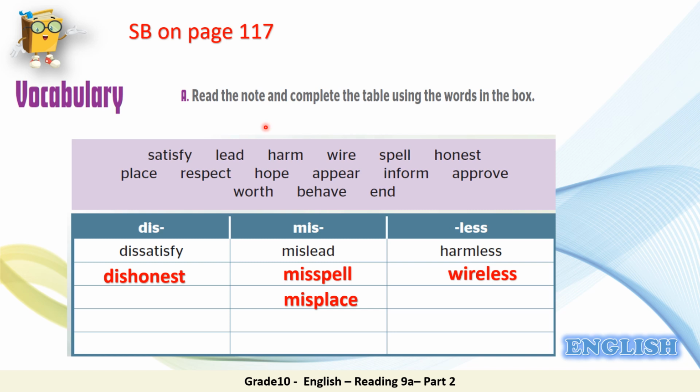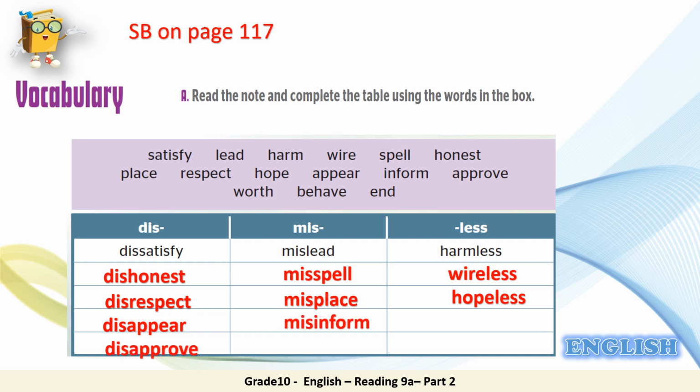Respect. What is the opposite? Very good. Disrespect. Hope. How can we obtain the negative adjective from hope? Very good. We add the suffix less. It becomes hopeless. Appear. Very good. Disappear. Inform. The opposite is misinform. Approve. Now, disapprove. Very good. To have a different opinion.